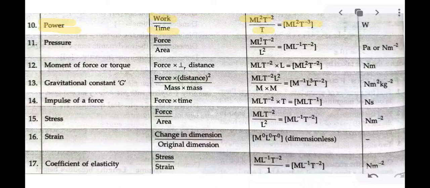Clear? Similarly, for stress, stress is force by area. The dimension for force is M L t to the power minus 2 divided by L square. If we simplify this one, we have M L to the power minus 1 t square. Clear?